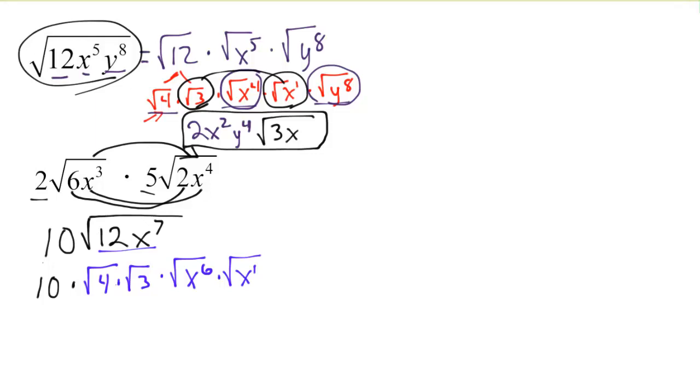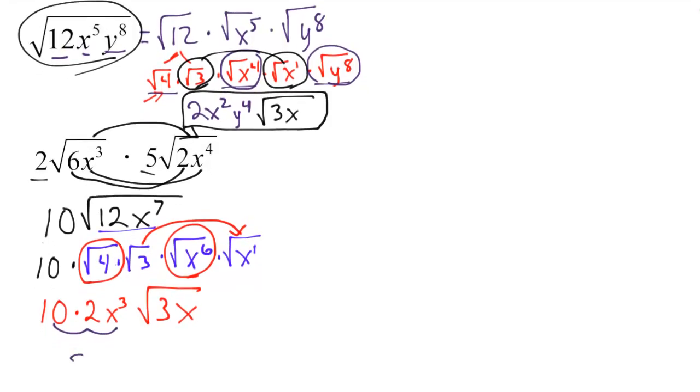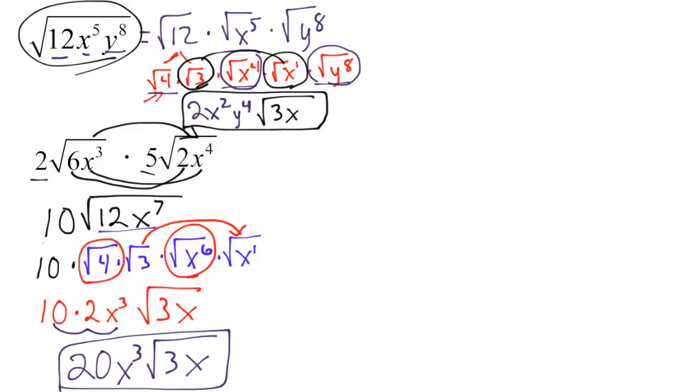Then I'm going to bring my perfect square components out. So my first perfect square component is the square root of 4, so I'm going to bring my 10 down. Remember, this is all times, so the square root of 4 is 2. And my next perfect square component is the square root of x to the 6th, and the square root of that is x to the 3rd. And then I bring my non-perfect square components back together. So square root of 3 times square root of x is the square root of 3x. And these numbers that are out in front just all get multiplied back together. So 10 times 2 is 20, times x to the 3rd is 20x to the 3rd, and the square root of 3x. And this becomes your final simplified result.